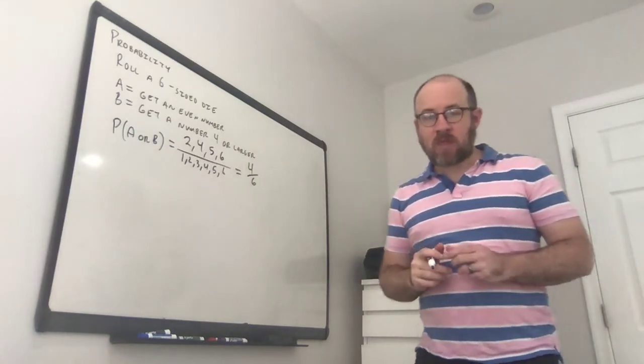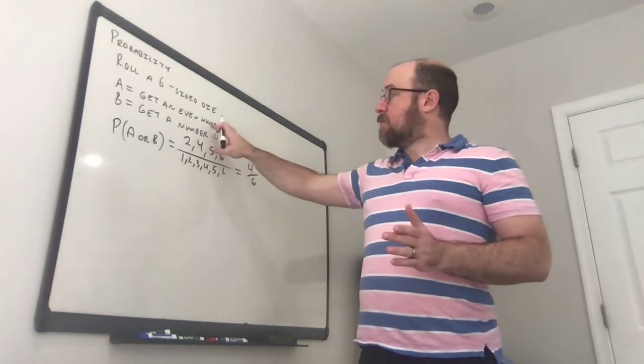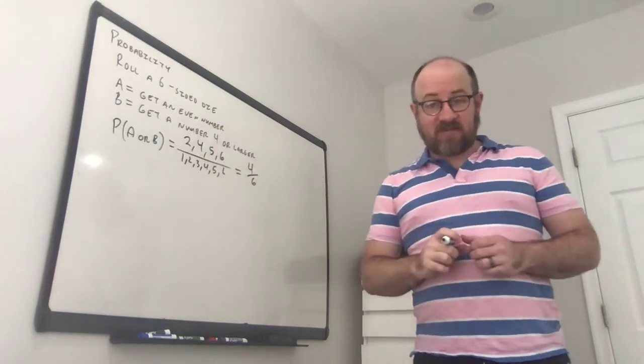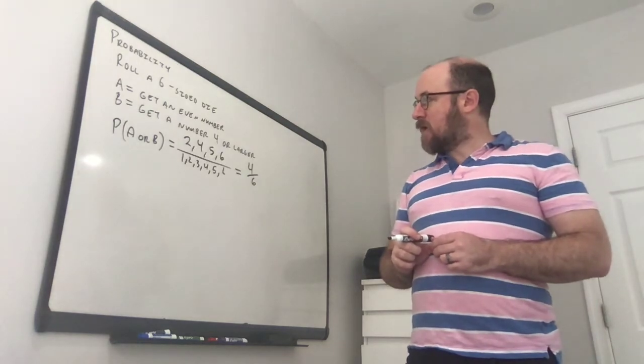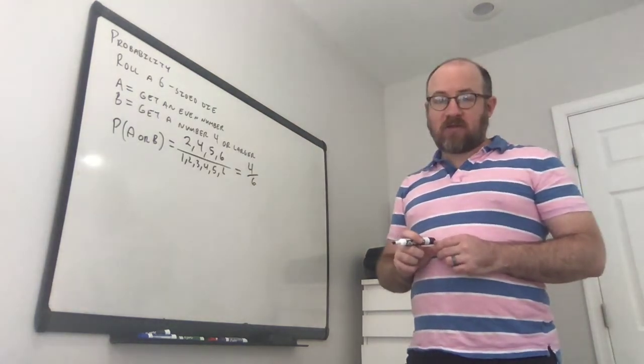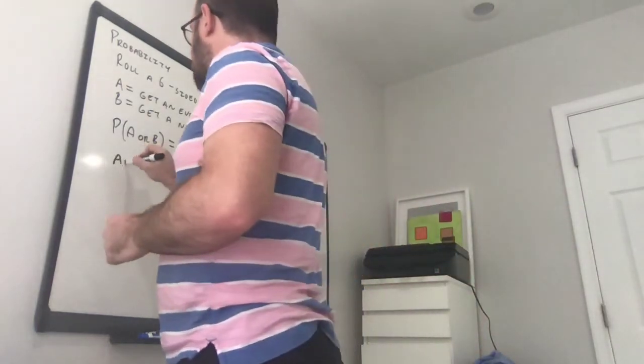So it turns out that there's actually a way to get this from the probabilities of these events themselves. If you want to figure this out using the probabilities of the events themselves, you can use a formula called the addition rule.